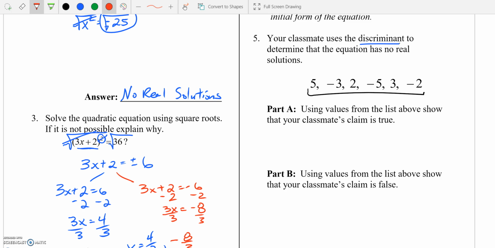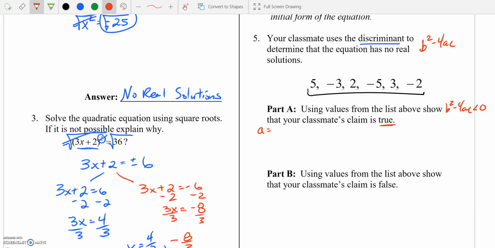So remember, the discriminant from class was the stuff underneath the square root in the quadratic formula, which is b² - 4ac. If we want his claim to be true, meaning that there's no real solutions, we want the discriminant to be less than 0, because we can't take the square root of a negative. So we have to find some values for a, b, and c, using some trial and error here.